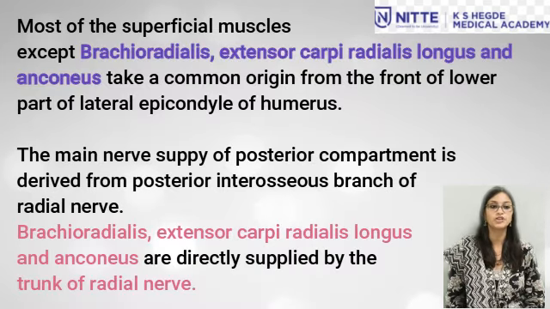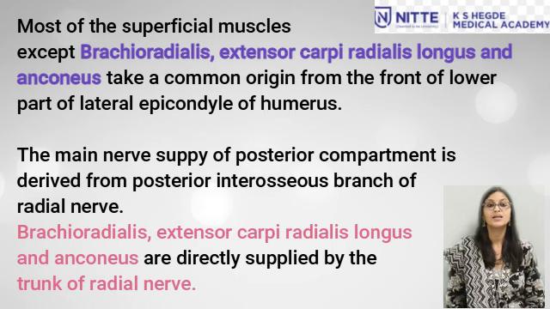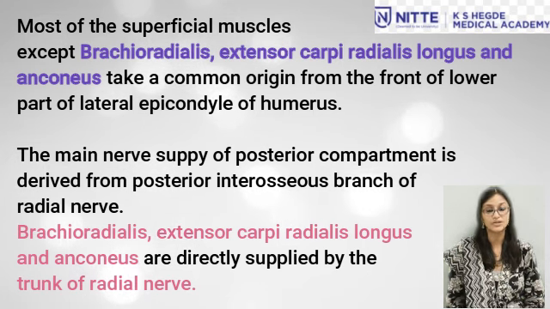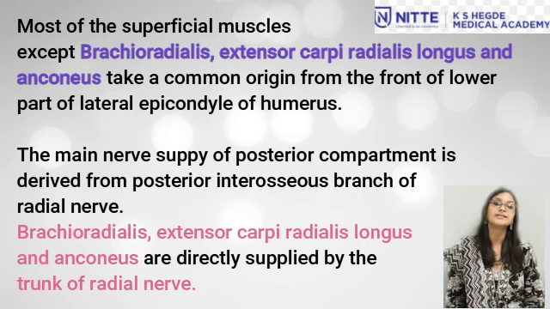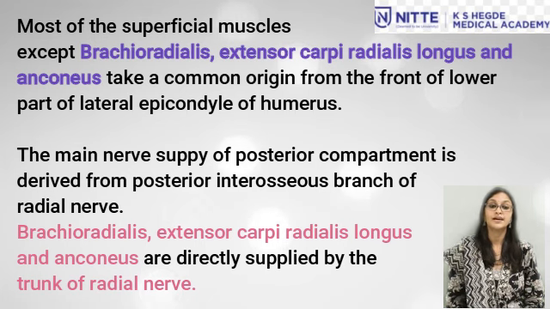Most of the superficial muscles, except brachioradialis, extensor carpi radialis longus and anconeus, take a common origin from the front of the lower part of the lateral epicondyle of the humerus. The posterior interosseous nerve, which is the deep branch of the radial nerve, is the main nerve that supplies the posterior compartment of the forearm. In fact, all the extensor antebrachial muscles are supplied by the posterior interosseous nerve except the brachioradialis, extensor carpi radialis longus and anconeus, which are directly supplied by the trunk of the radial nerve.